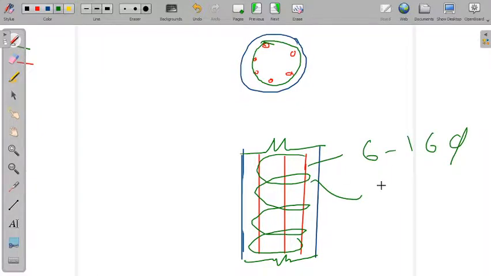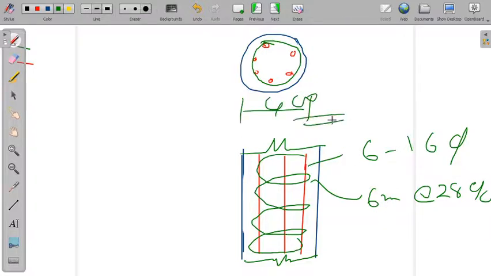It is 6 numbers of 16 dia, and this is 6 mm at the rate of 28 mm center to center. So this is your design of the spiral column. Okay, give the spacing whatever we have done. And you see that we have checked the minimum and maximum reinforcement also, and it was satisfying the criteria. Okay, so this is how you can design the column.